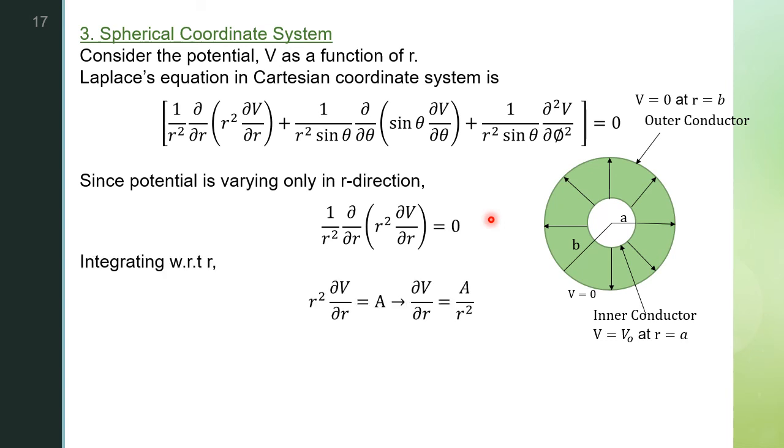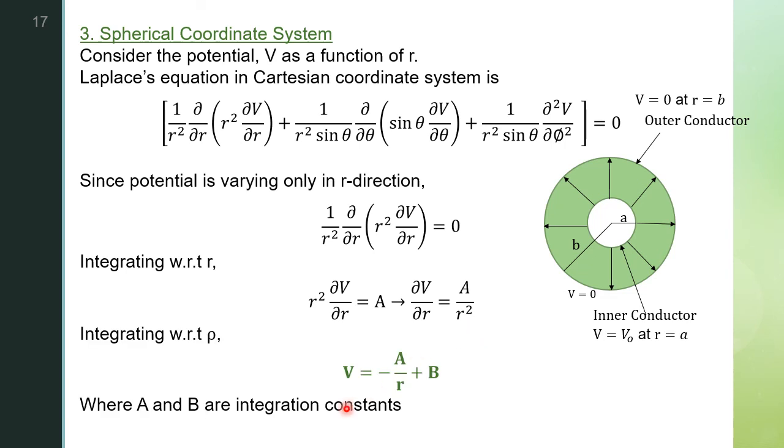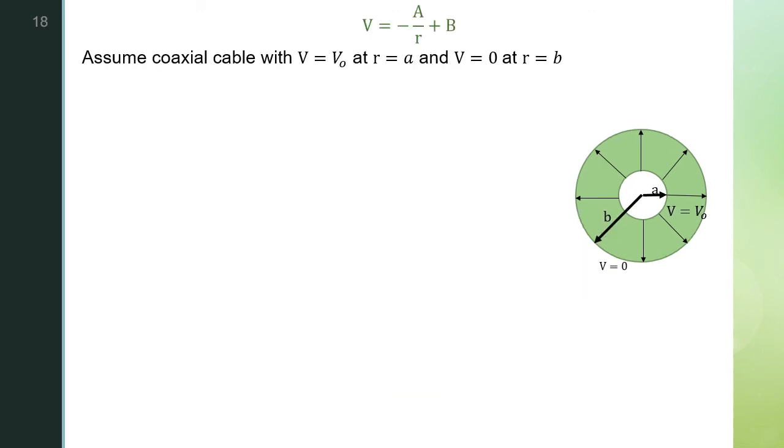On integrating with respect to r, we get r square dou V by dou r equal to A, which is the integration constant. Hence, dou V by dou r is equal to A by r square. Now integrating once more, the integral of 1 by r square is minus 1 by r. Thus, we get the potential V as minus A by r plus B. So we got the expression for potential as V equal to minus A by r plus B.